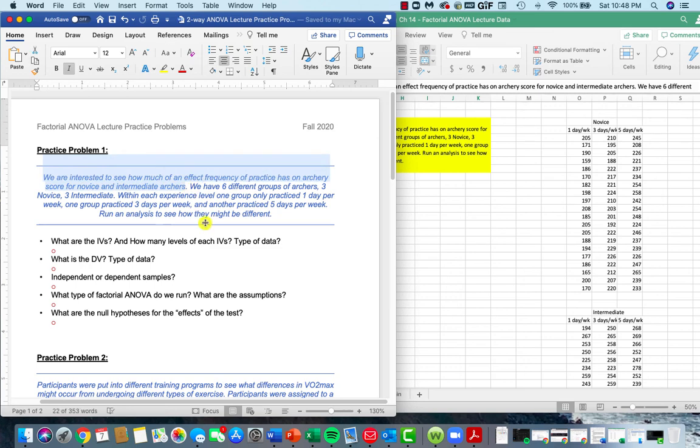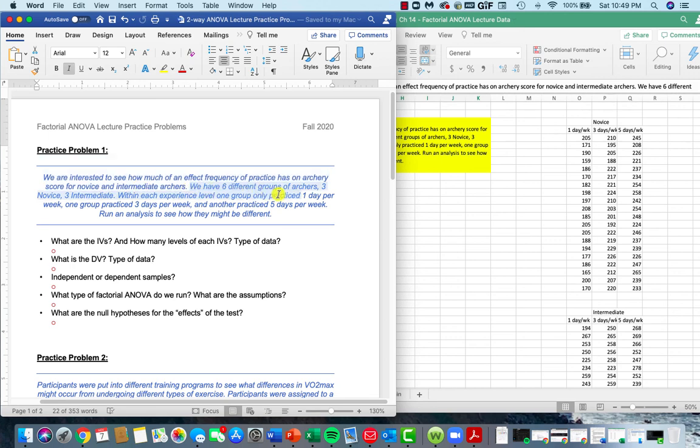Okay, it basically identifies our independent and dependent variables, right? Effect of frequency of practice, right? And we're also measuring archery score, so that kind of identifies our dependent variable. But you can also see that we're identifying our participants by their skill level, right? So they're either novice or intermediate, so that's another independent variable.